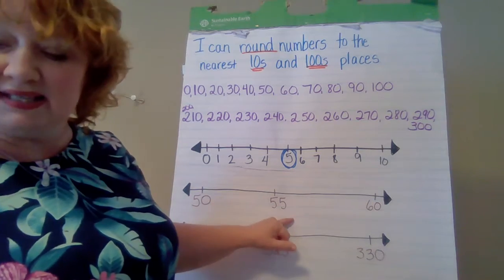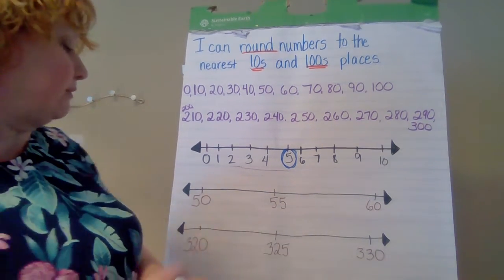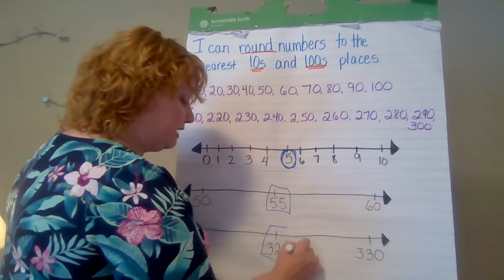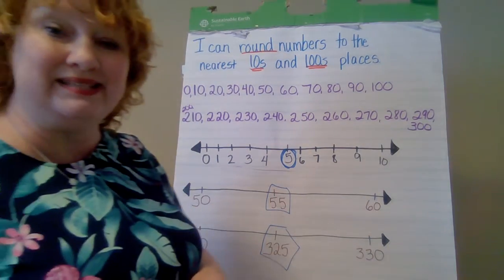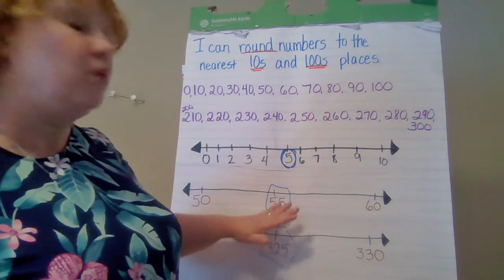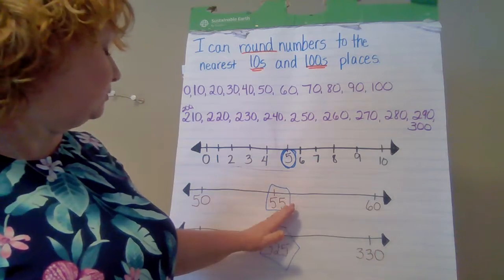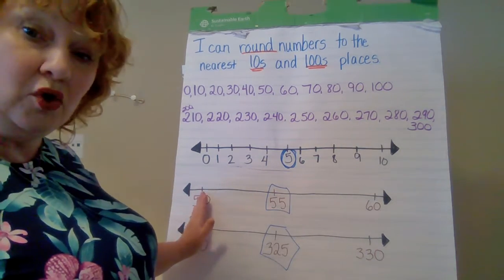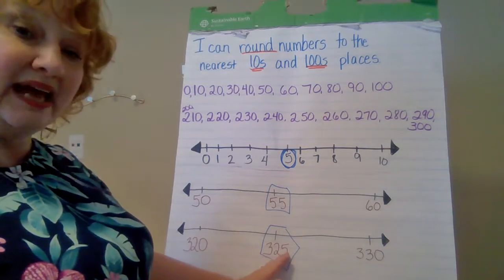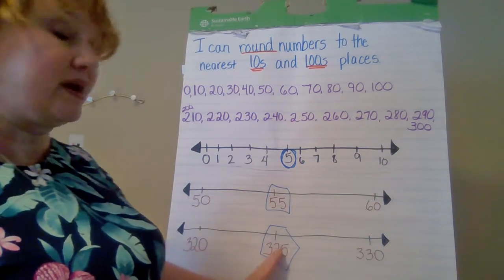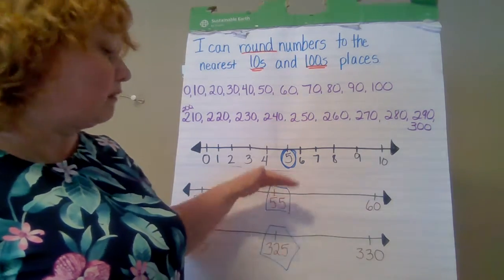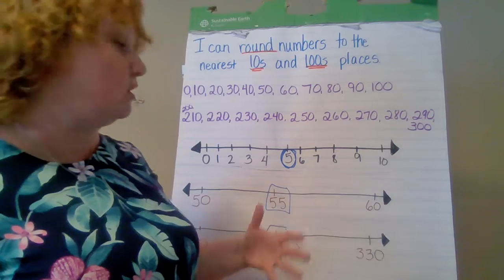Your middle is a significant part. Your middle number is the one that is our halfway mark. Our middle number is always going to end in a 5, and it is going to tell us if we need to round down to 50 or if we need to round up to 60. If we need to round down to 320 or round up to 330. In a little bit, we're going to work together and we're going to make our own number line so that you can see this also.